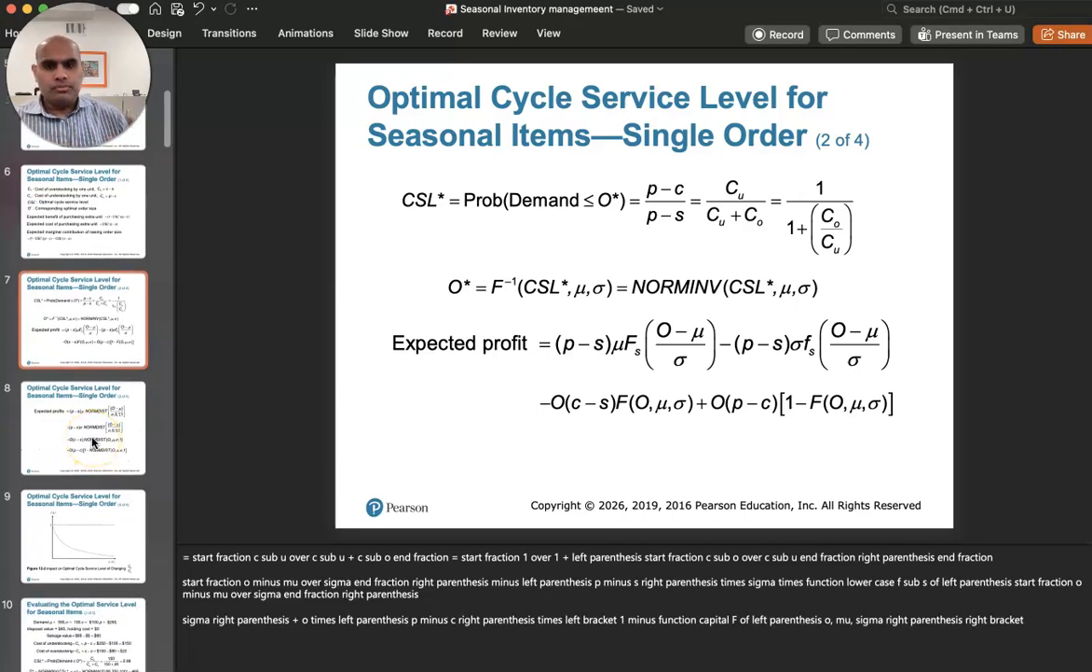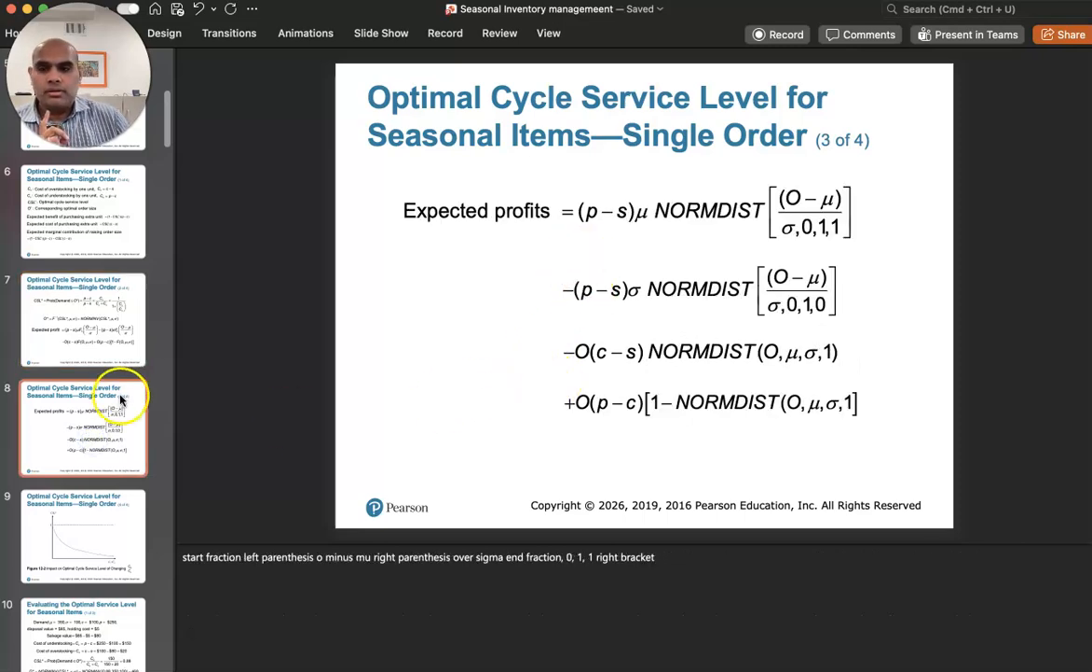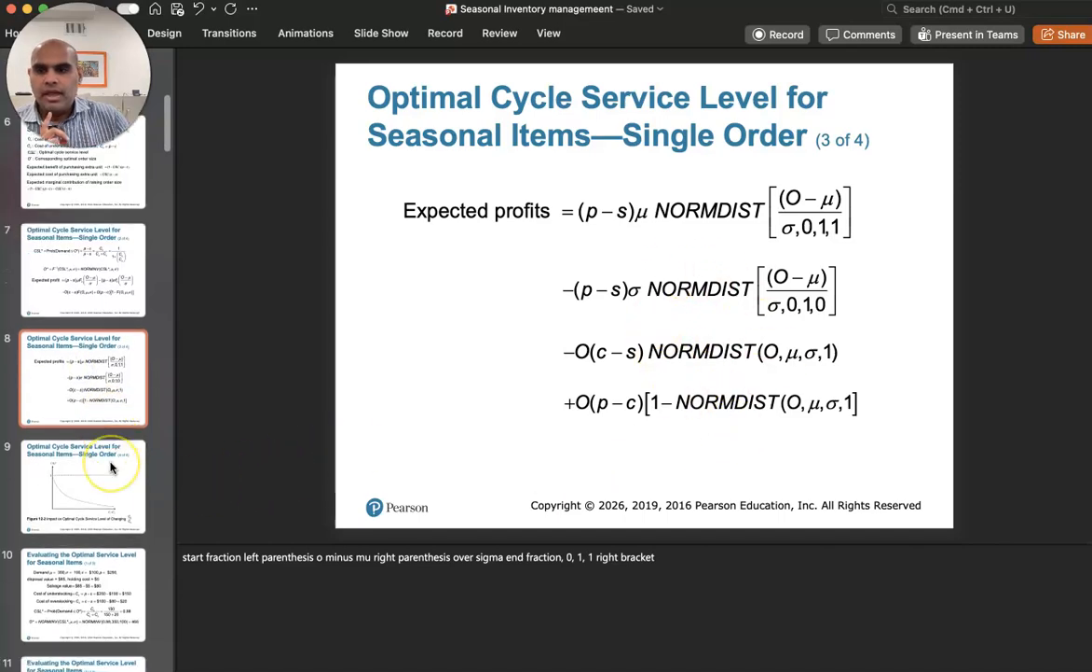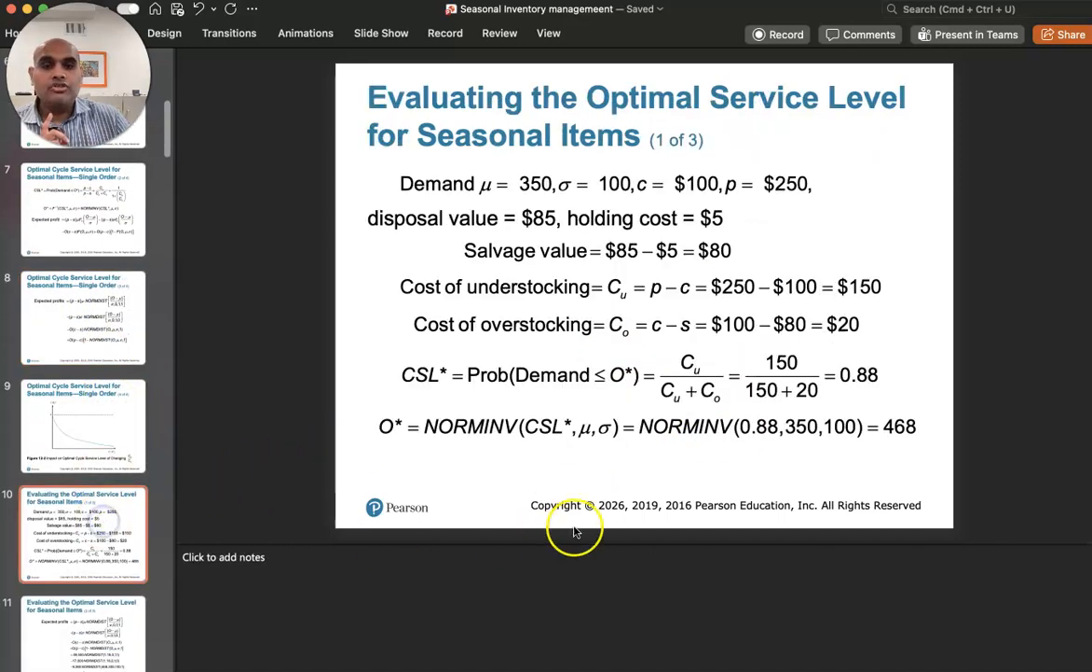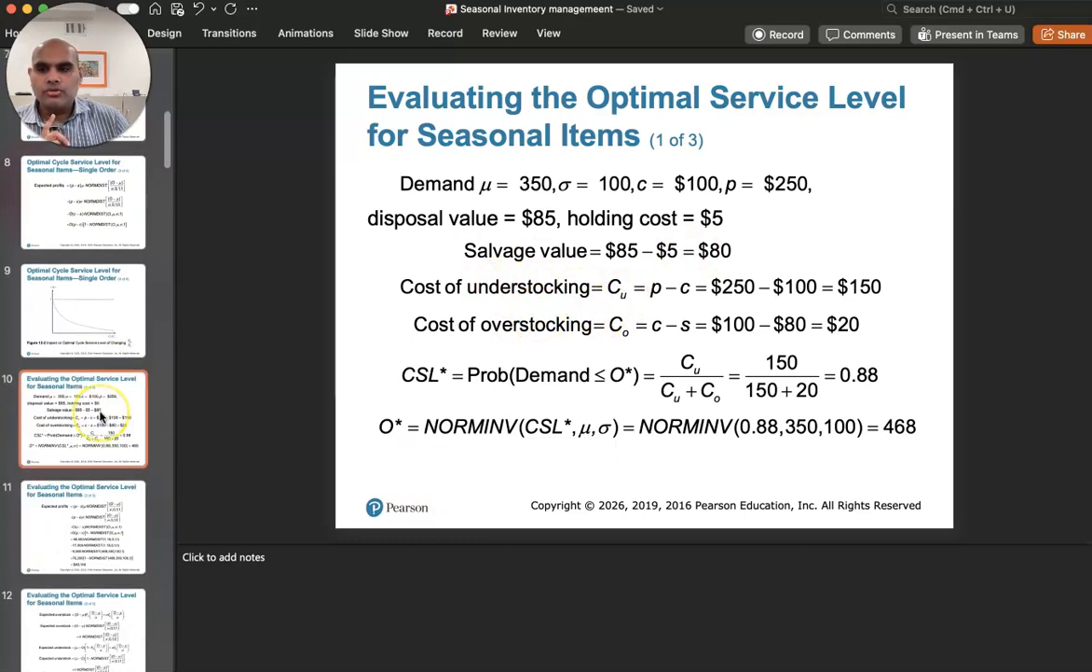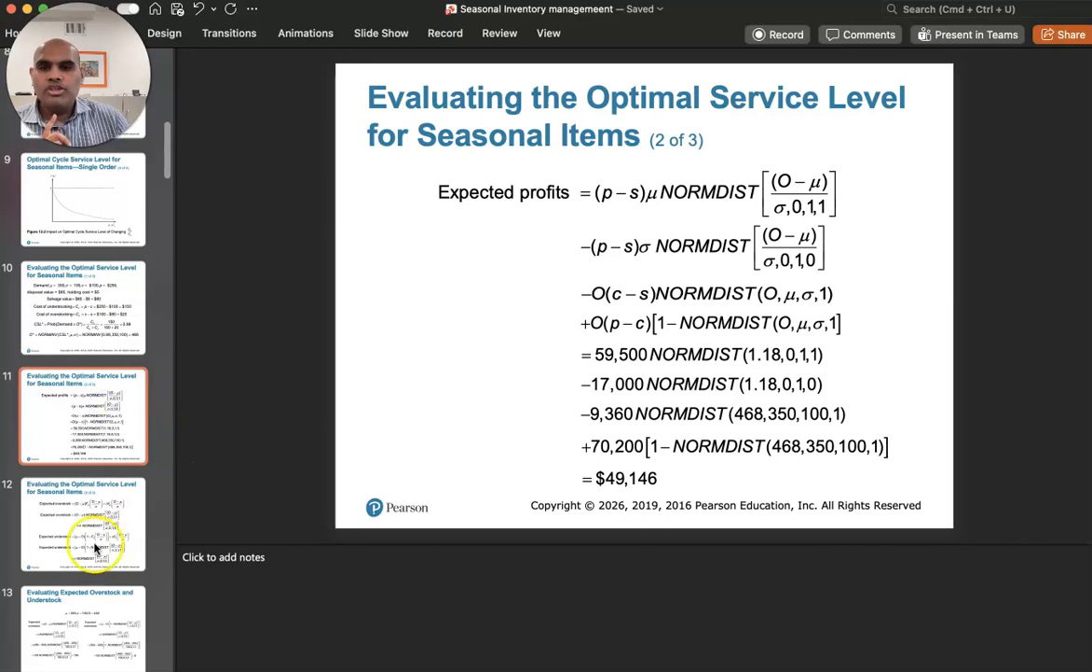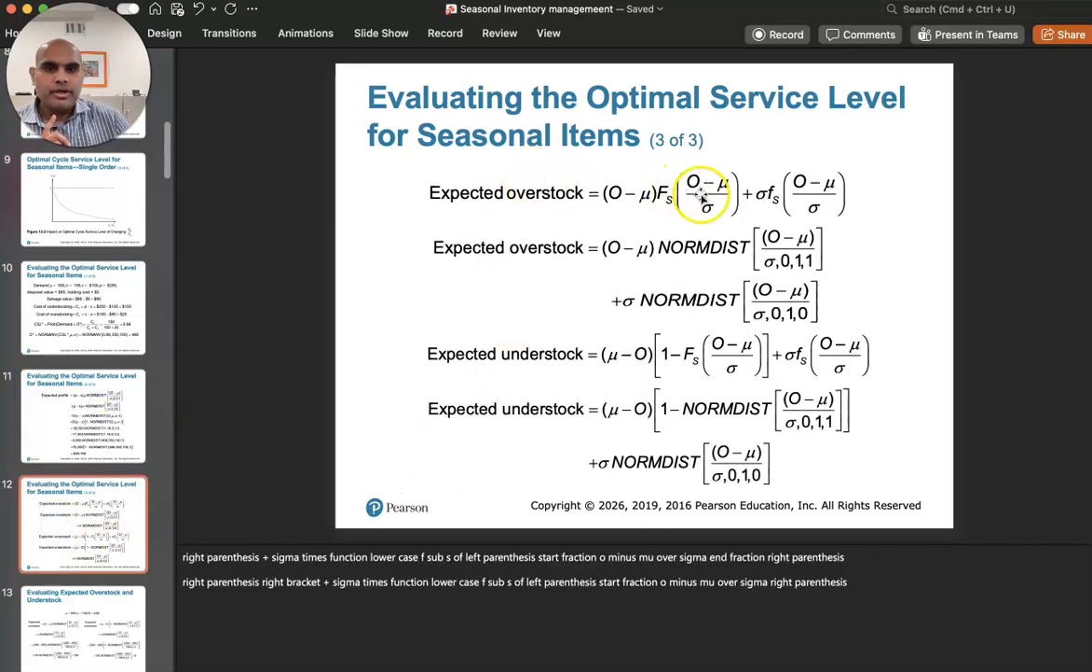So we can calculate the optimal order quantity, we can calculate the expected profit, and then we can also calculate the expected understock and the expected overstock. We know the cost of understocking, we know the cost of overstocking. We can also calculate how much you will understock by, the expected understock, and the expected overstock. Assuming that demand follows a normal distribution, you have specific formulas.